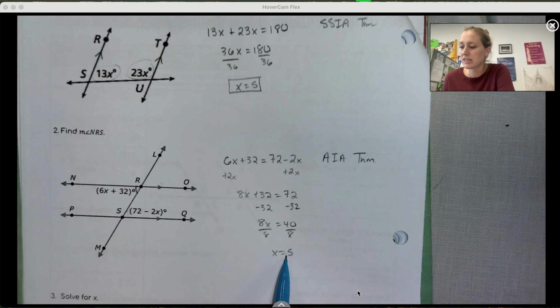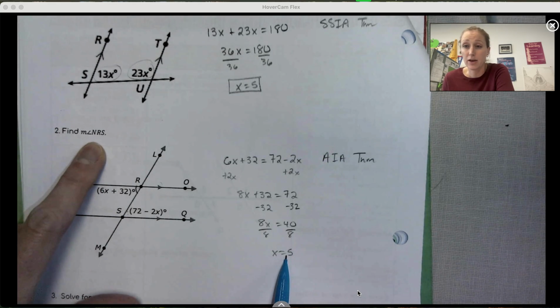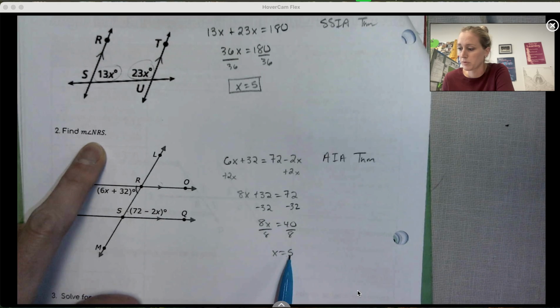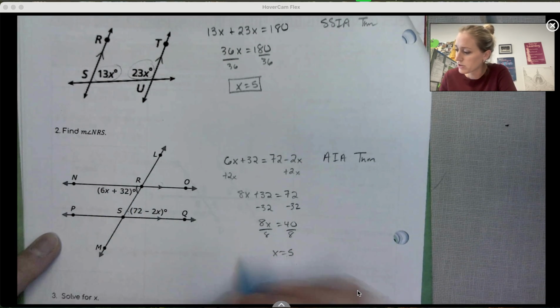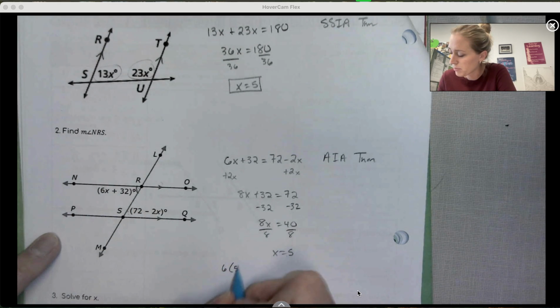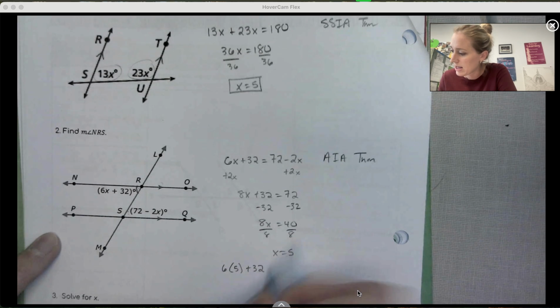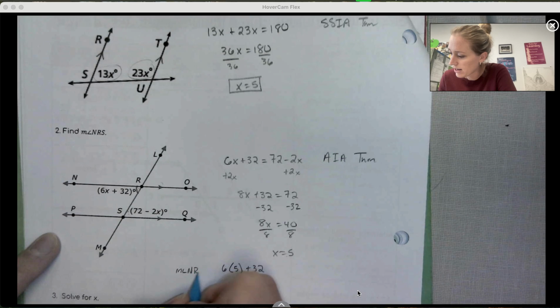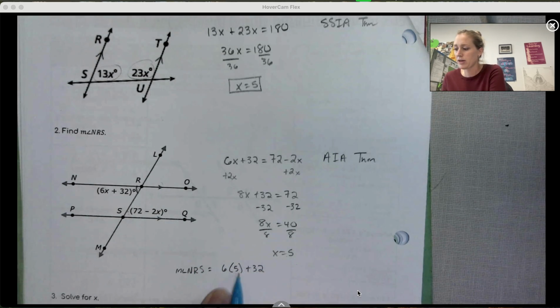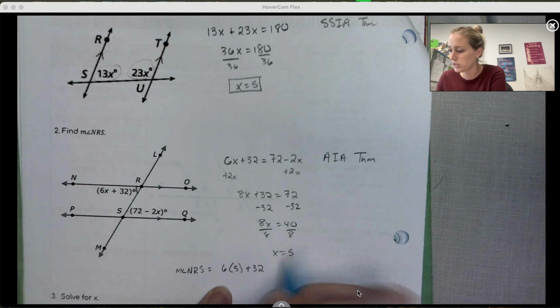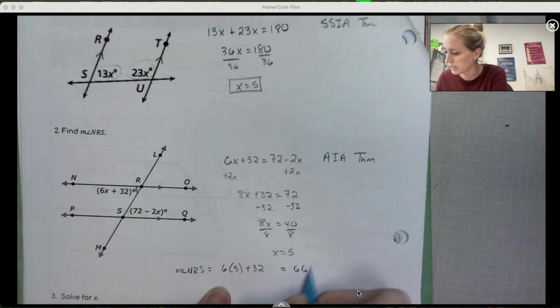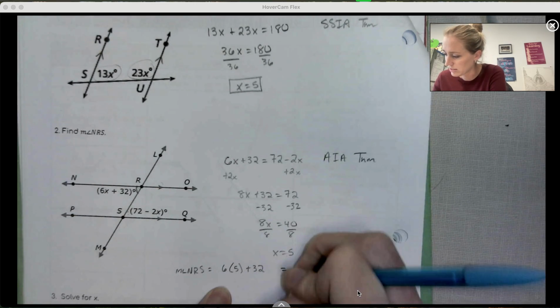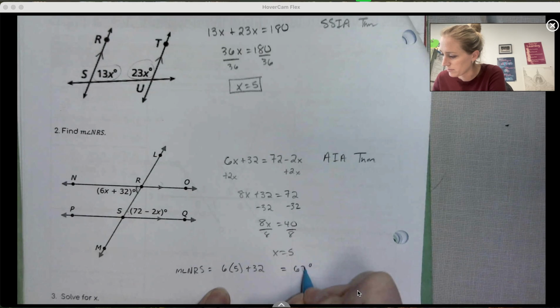Now, notice this one didn't ask us to find x. They're asking for an angle measure. So we need to take this and substitute it back in. So NRS was this angle. So we're going to take 5 and put it in for x here. And that's the measure of angle NRS that I'm doing that for. Okay, 6 times 5 is 30, plus 32 is going to be 62 degrees.